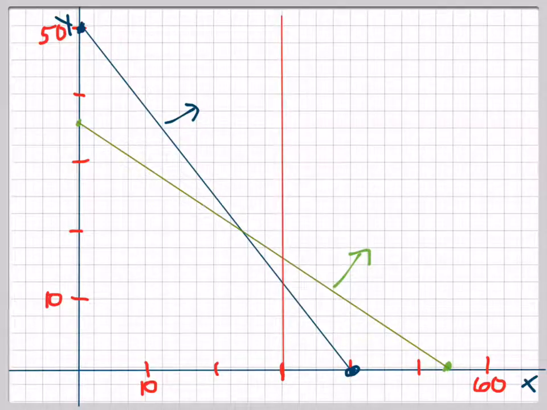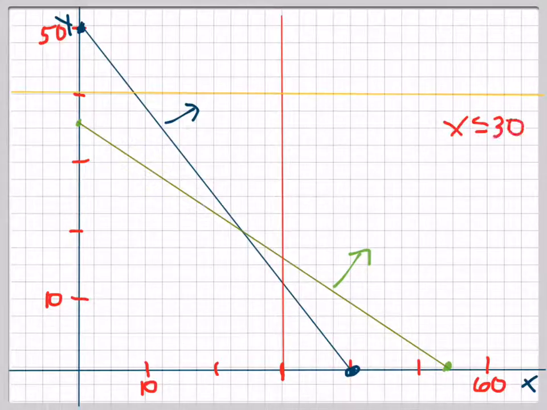Alright, and then I have y is less than or equal to 40, so I find 40 on the y-axis, put a horizontal line through that. How about shading? X is less than or equal to 30, so a test point of (0, 0), that's true, so I want to shade to the left of the red line, and similarly if I test (0, 0), I'm going to be shading below this yellow line.